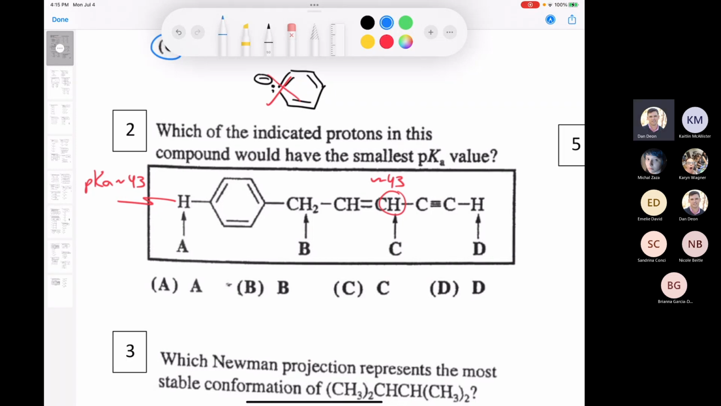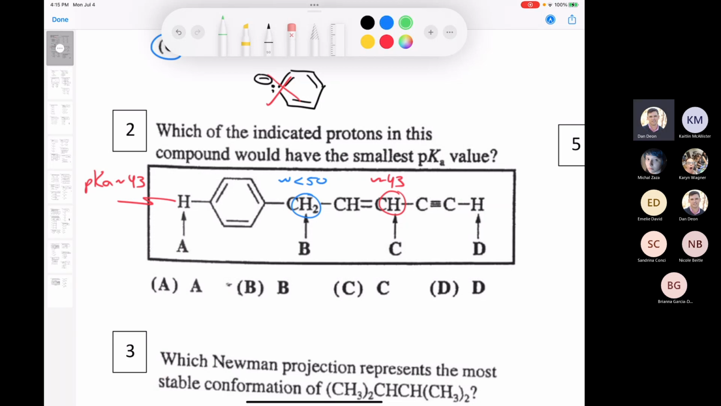Then you have something on, well, that's sp3, that's sp2 hybridized too. What am I talking about? Sorry, this one here is on an sp3 hybridized carbon, so that's going to be around 50, maybe a little bit lower. We'll put here below 50 somewhere. But what about the terminal alkyne, right, Karen?